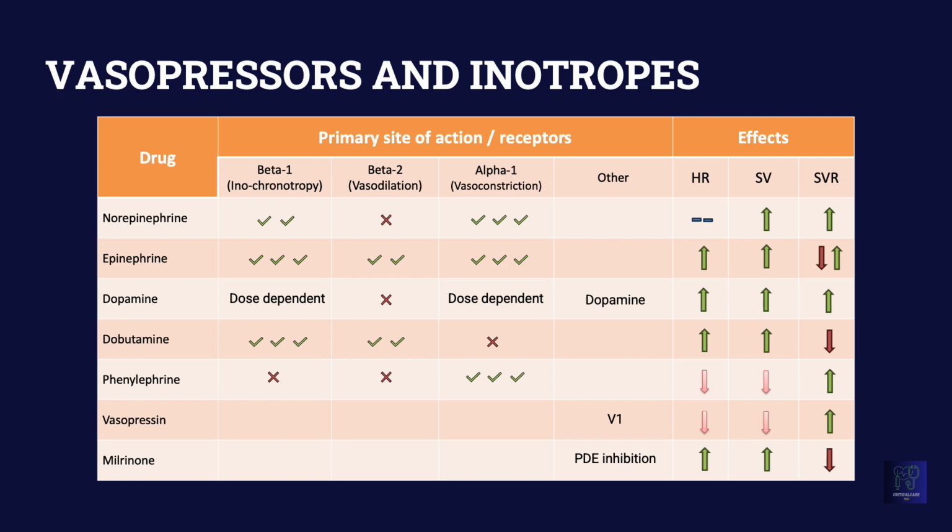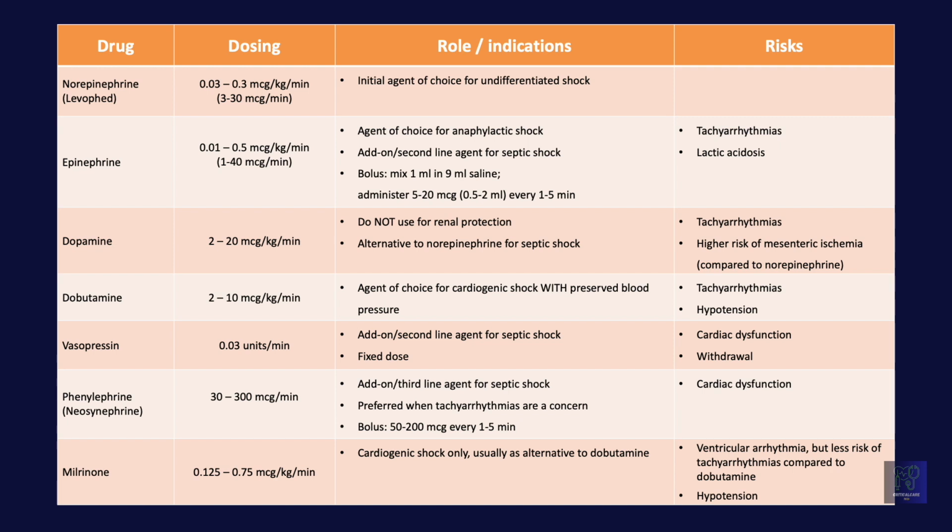Usually, it is a second line agent, though dobutamine is often preferred. Let's understand the role and application of each of these agents in ICU. Except for vasopressin, all of these agents come with a titratable dosing range.